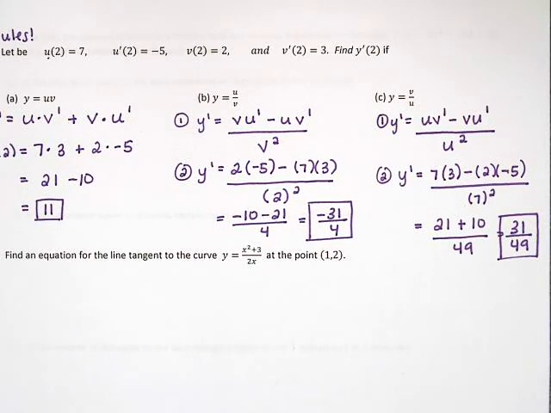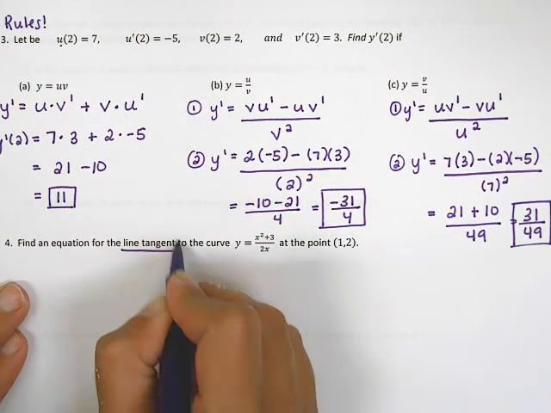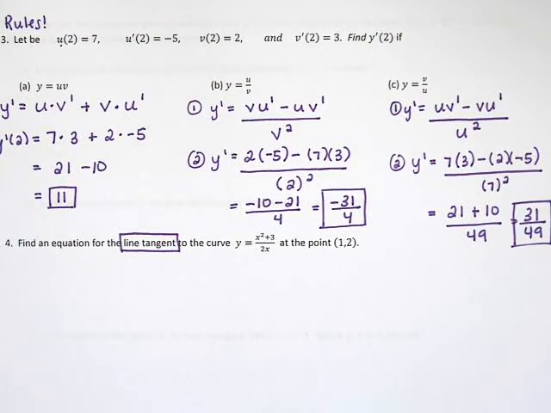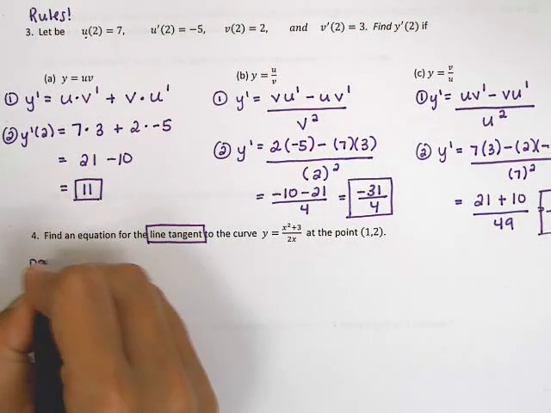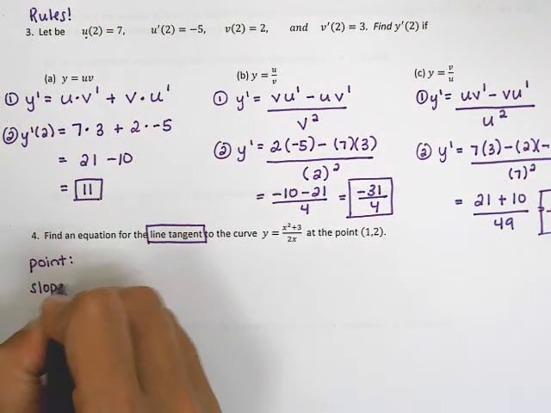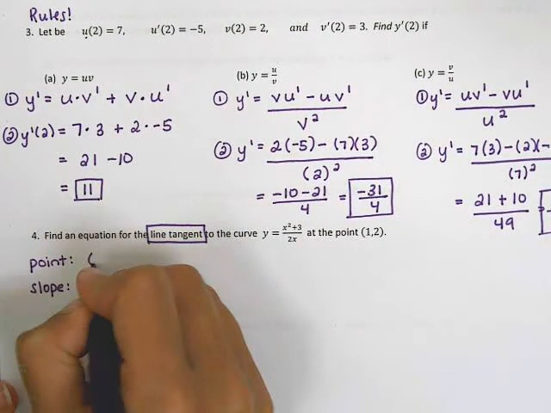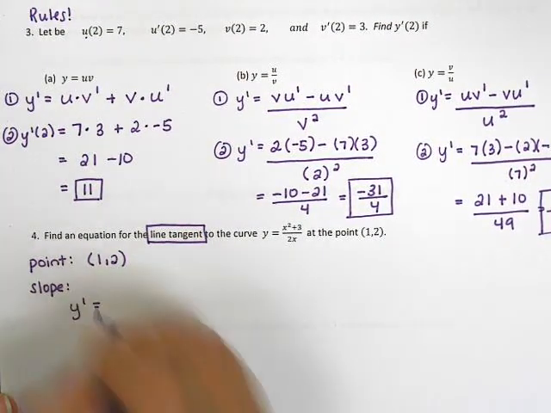Okay, next. Write an equation for the line that is tangent to this curve at that point. Tangent line. We know we need two things. We need a point and we need a slope. The point is given to us, (1, 2). To figure out the slope, we better take the derivative.